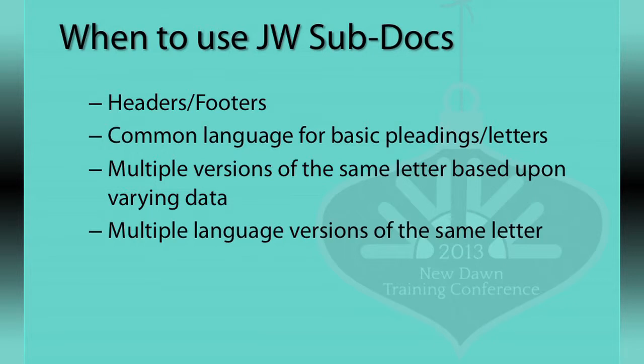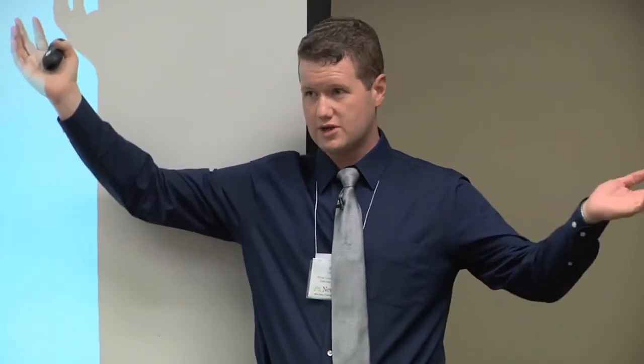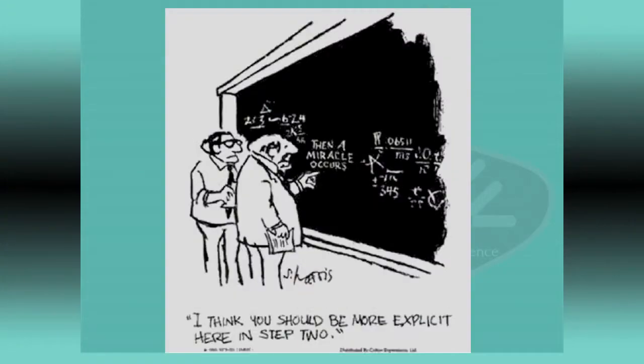So when to use JustWare subdocuments, again: headers, footers, common language, multiple versions of the same letter based upon varying data, and also multiple language versions of the same letter. And the reason I do that is, again, Michael Rusin asked this morning, how do you manage all those dropdowns? I don't need to have an intro letter English and an intro letter Spanish. I just have an intro letter, and then it pulls it based upon whether the client speaks Spanish or English. And we'll get into that in the data source queries. Now we're going to get into how the miracle occurs.